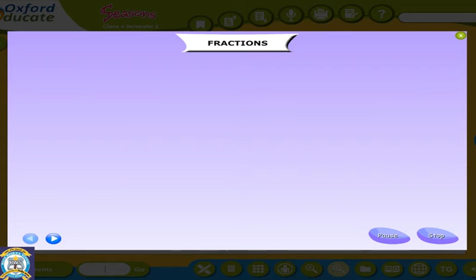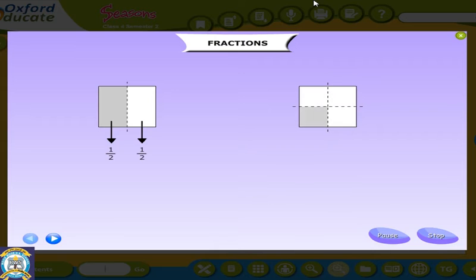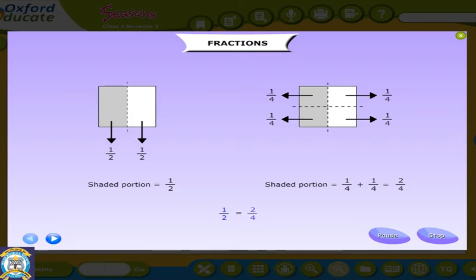Fractions. In our previous lesson on fractions, we have learned some basic concepts of fractions like numerator, denominator, like and unlike fractions, equivalent fractions, addition and subtraction of like fractions. Let us learn a few more concepts. Both shaded portions are actually half of the full square. So, 1/2 and 2/4 are equivalent fractions. Their values are same.